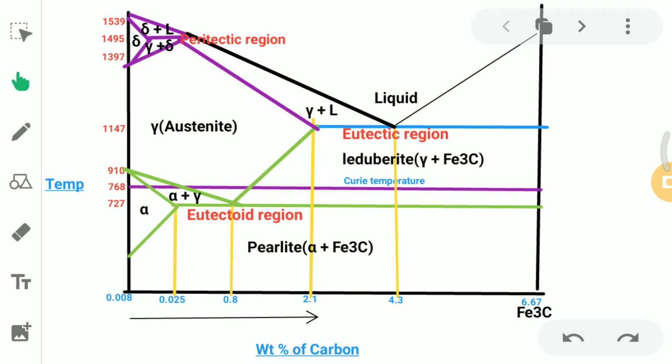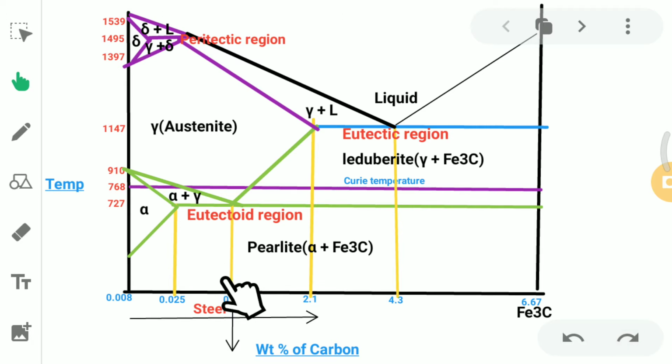And coming to the weight percentage of carbon, from 0 to 2.1, we can call all these combinations of materials steels, friends. If the carbon percentage is 0 to 2.1, we call that steel. This is very important, friends. From 0 to 2.1, we have steels.